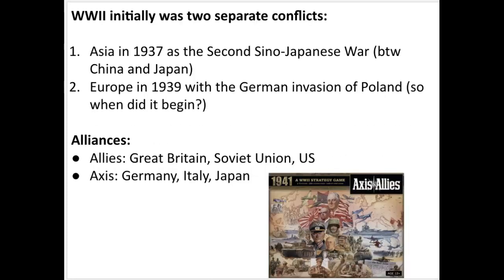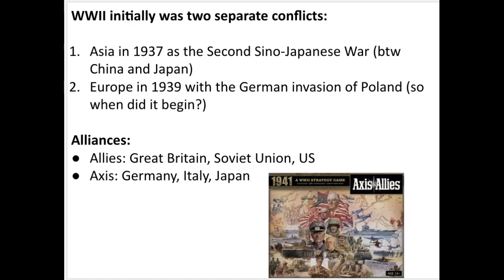So let's get sort of into some of the nitty gritty then. Initially, World War II was 2 separate conflicts. One conflict was in Asia in 1937, the Second Sino-Japanese War between China and Japan. Right, and the other conflict was Europe in 1939 with the German invasion of Poland. Right. So when did World War I begin? Right. There's different ways to answer that question, as there are with many things in history. As for the sides of the war, we have Axis and Allies, hence you have the board game, right?